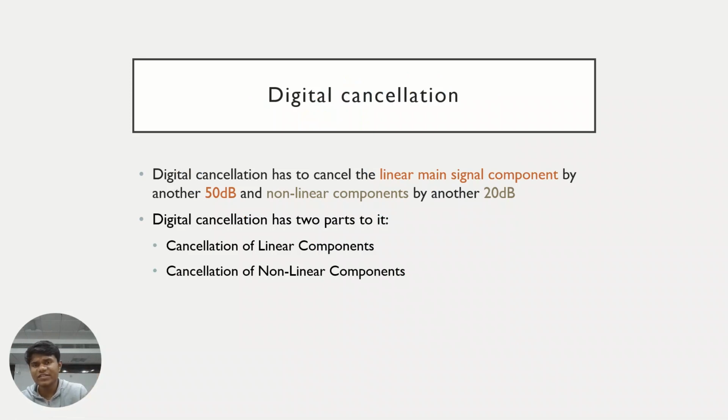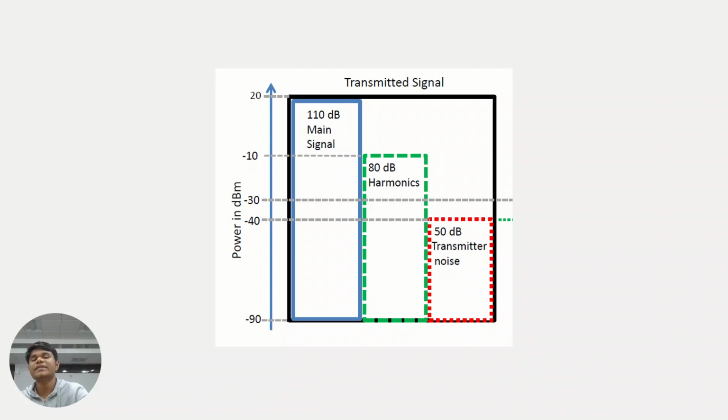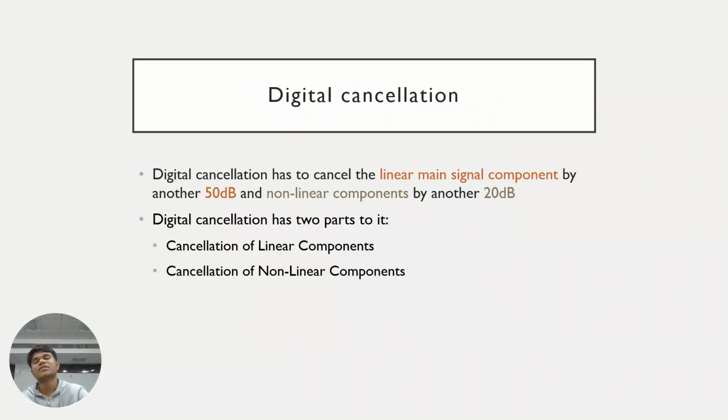Now moving on to the second stage of our technique of cancelling the self-interference, which is digital cancellation. Now, going by the progress so far, we have eliminated the transmitter noise completely. We have eliminated 60 dB part of this 80 dB nonlinear component, and 20 of nonlinear remains, and 110 minus 60, that is 50 of linear remains. So we have to cancel 50 of the linear and 20 of the nonlinear components. How do we do that?